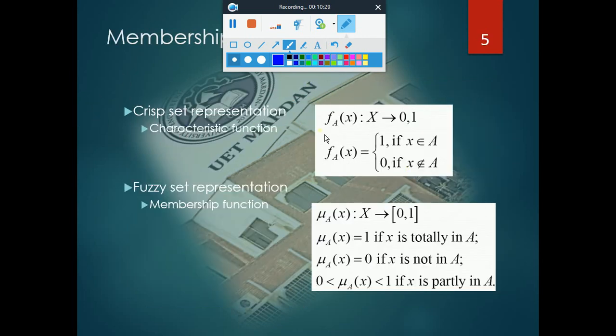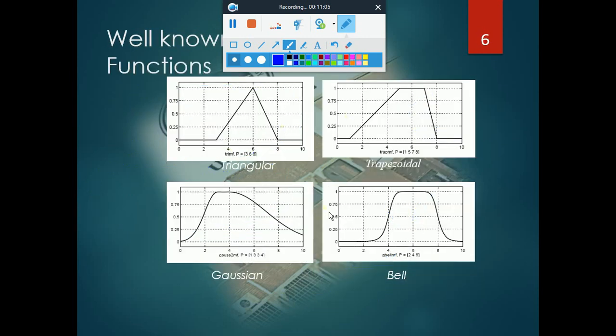Now if we see the function mathematically, for example, the crisp set representation will be either 0 or 1, meaning true or false, while in fuzzy sets the maximum extreme is equal to 1 and the minimum is equal to 0, and there will be values between 0 and 1. So we have different membership functions.